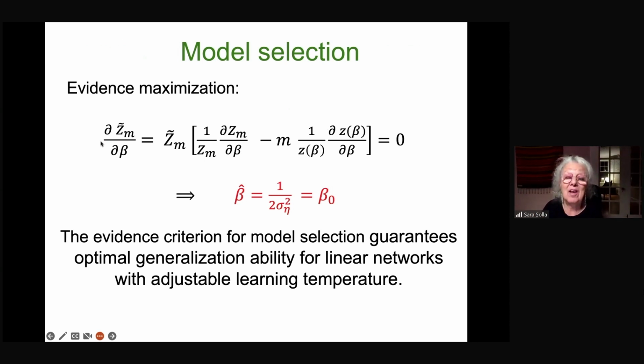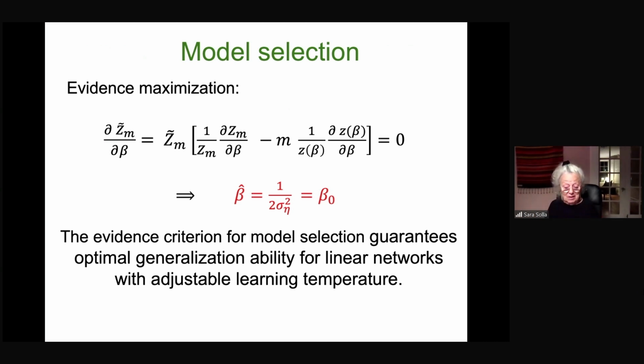And so now we can ask, when is the evidence maximized? The evidence is maximized when its derivative with respect to beta is equal to 0, which happens to be at the value of beta, which is again 1 over 2 sigma eta squared. So it's again beta 0. So for this very simple case, which is a linear network with an adjustable learning temperature, with an adjustable tolerance to noise, maximizing the evidence is a good hypothesis, or is a good method for model selection. In this case, a selection of the model is a selection of the value of beta, because it coincides with the value of beta that minimizes the learning error.